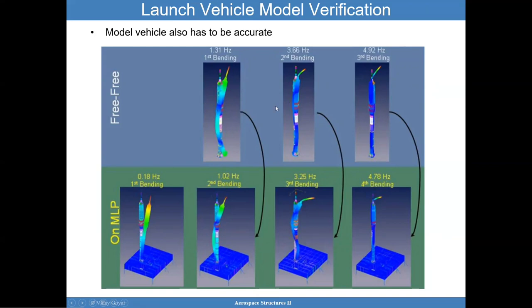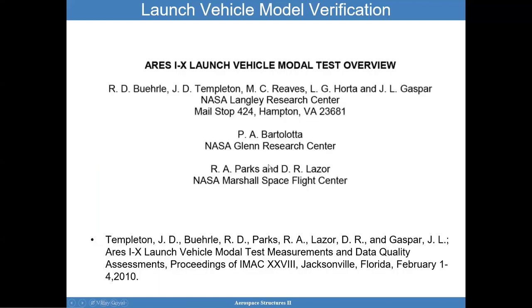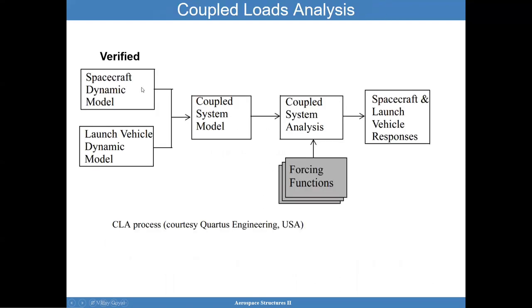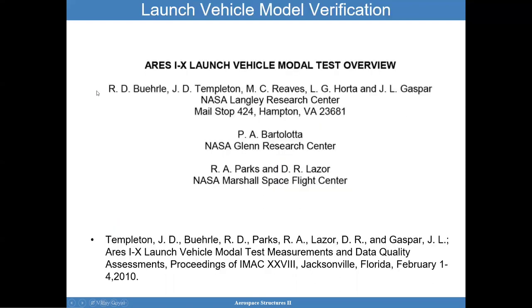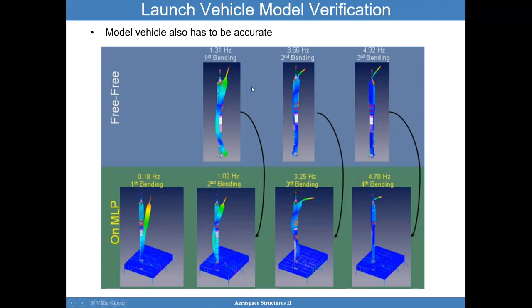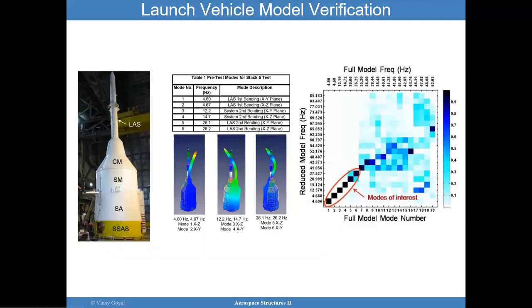One of the things I want to point out is that somehow you have to verify that these mode shapes are good. Just like we did with the spacecraft model, I want to make sure that the mode shapes are good for the finite element model of the launch vehicle. And so here is an example of a shaker that applies a loading condition to this section of the vehicle.